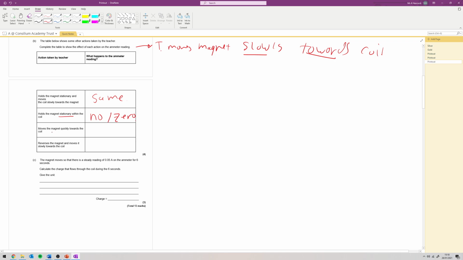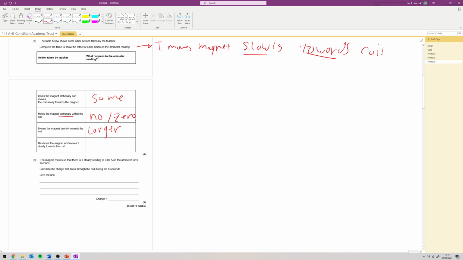What if he moves the magnet quickly towards the coil? Well, it's still going to be the same direction as before, isn't it? But the reading's going to be greater. So I'm going to say that the reading is larger, or greater.